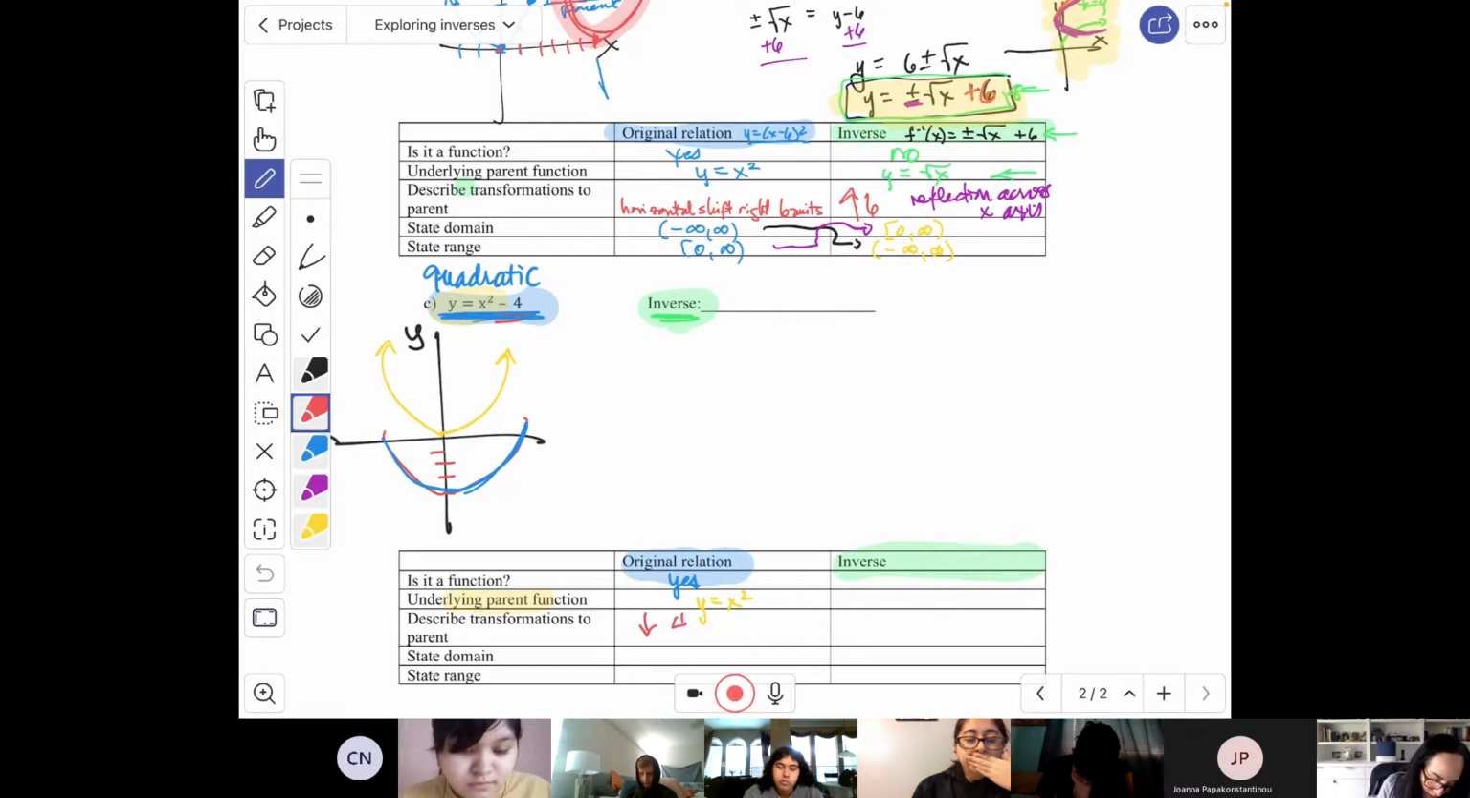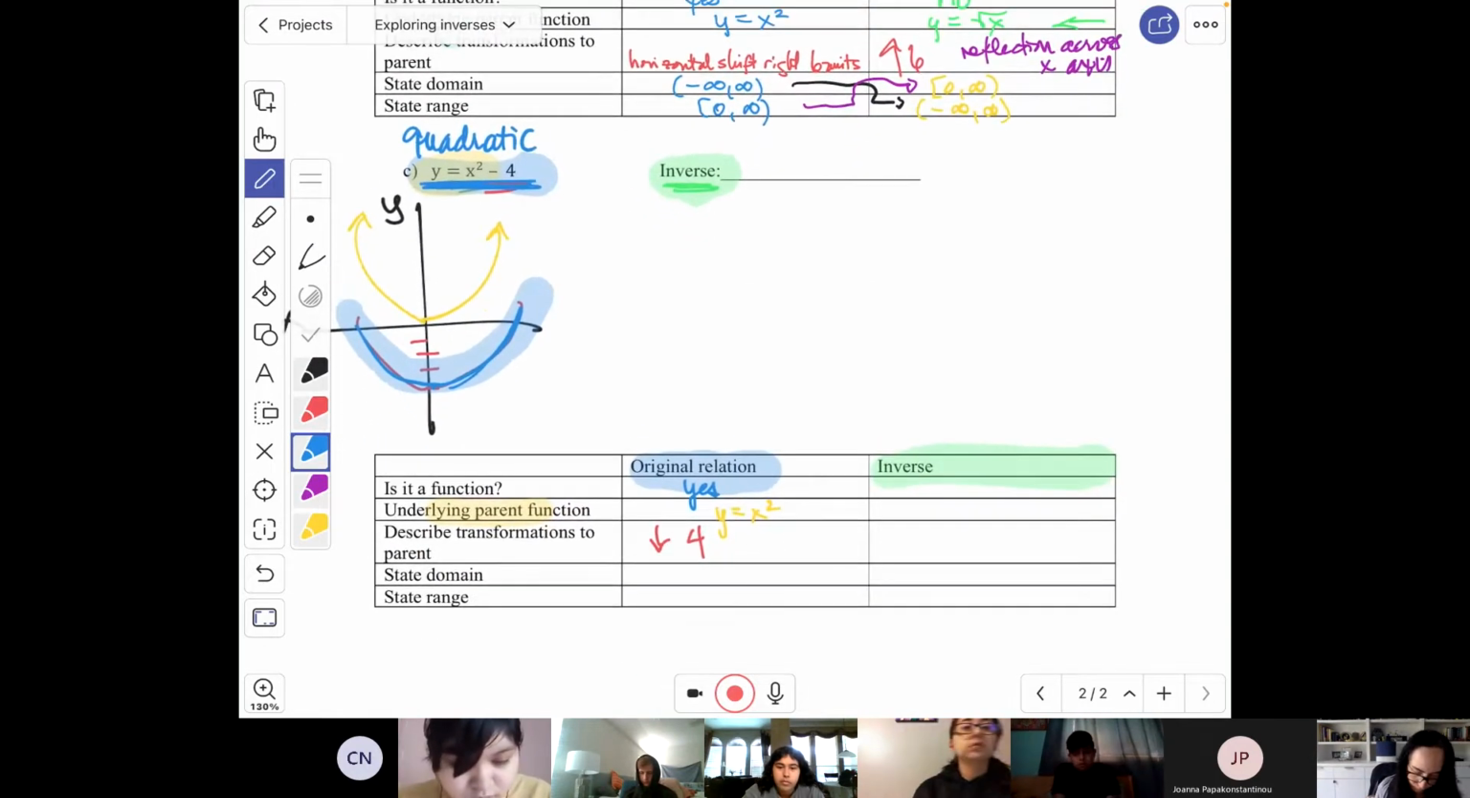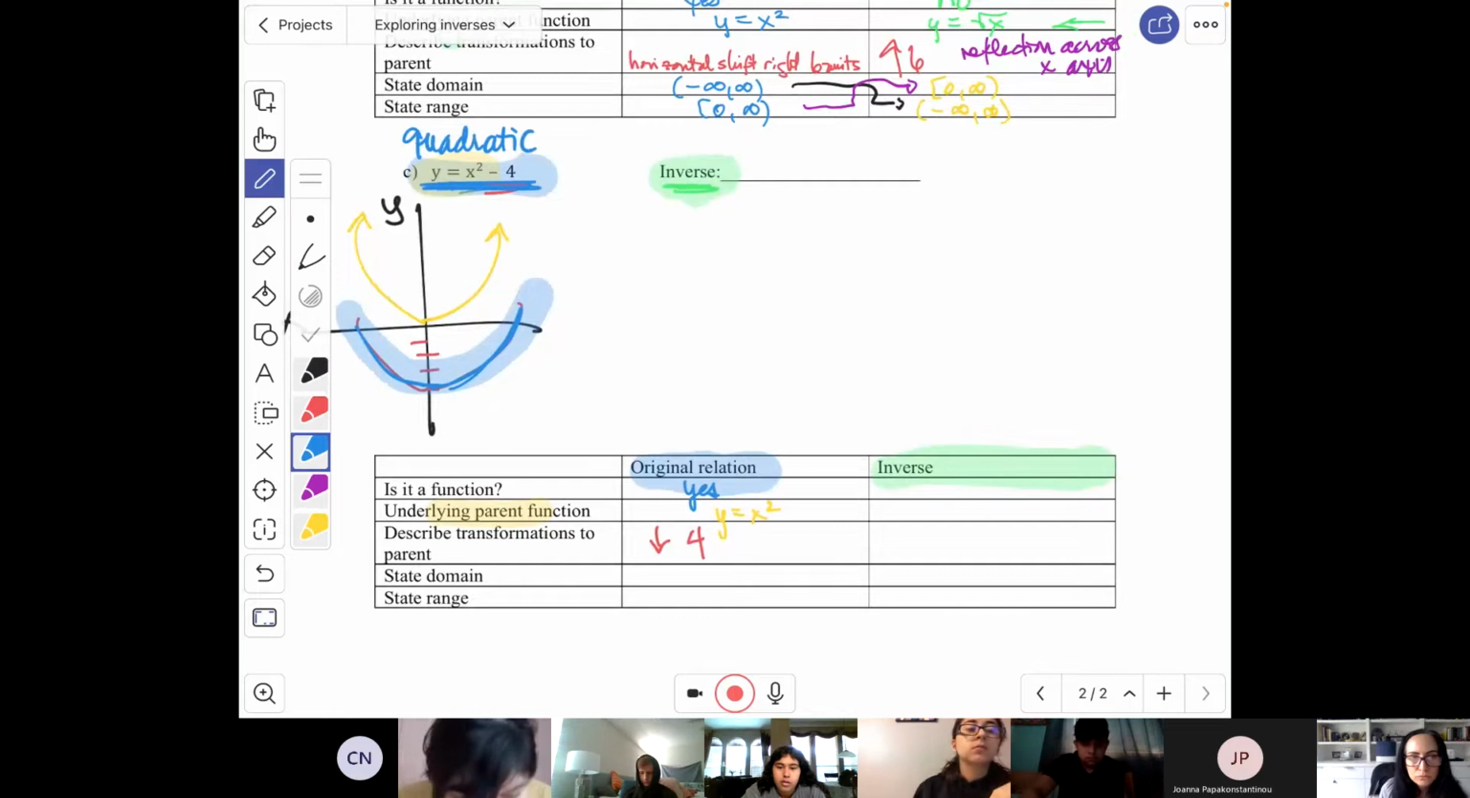Now, looking at this graph, what is the domain of that graph? Real numbers. It is all real numbers. What is the range for this blue function, the graph of that quadratic function? Negative 4 to infinity, including negative 4. Yes, negative 4 to infinity, because it includes that point.